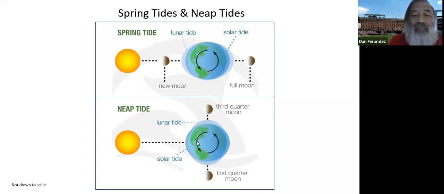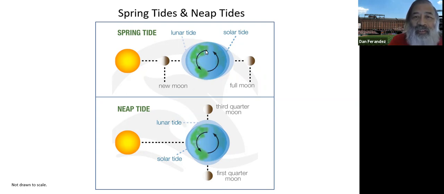On the neap tide, since you're competing between the moon's gravitational attraction and the sun's gravitational attraction, you have the high tide still on the moon side. And so you don't have quite as high of a high tide and you don't quite have as low of a low tide when that occurs.